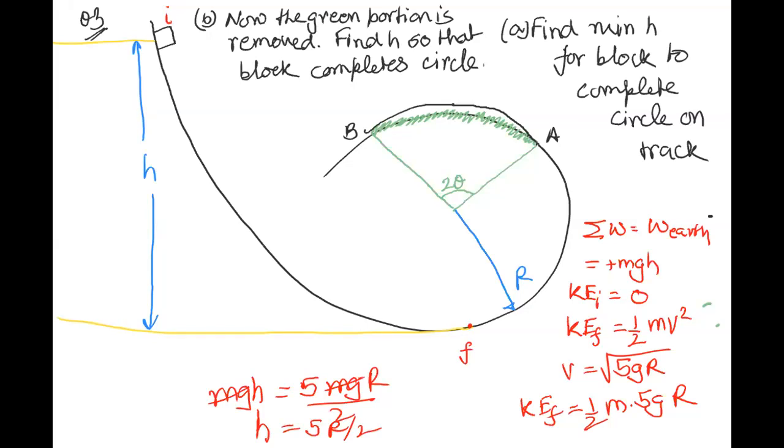Okay, so the thing is that we are dealing with a projectile at this point, and the projectile will move with a velocity v, which should be tangential to the track, at point A. And then this object will go into projectile motion, and it should land exactly at point B. Right? It should land exactly at point B.